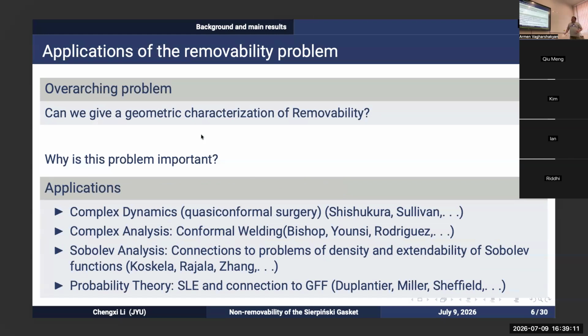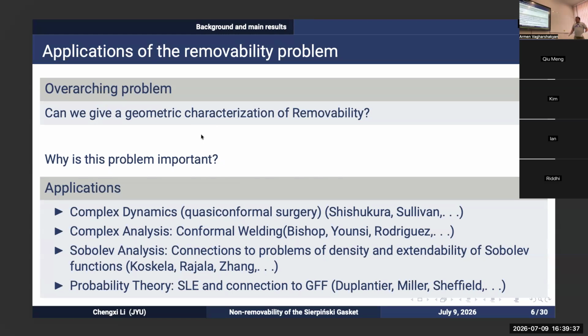Then we can see the applications of the removability problem. First, an overarching problem: can we give a geometric characterization of removability? It means that we need some if and only if condition for removability, so we can use it in other fields. Why is this problem so important?